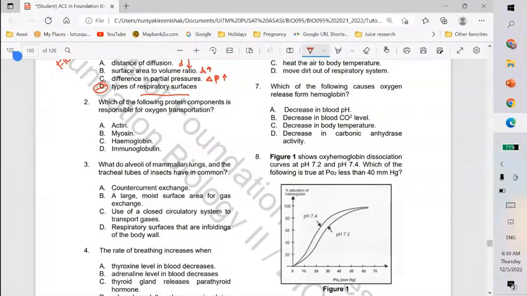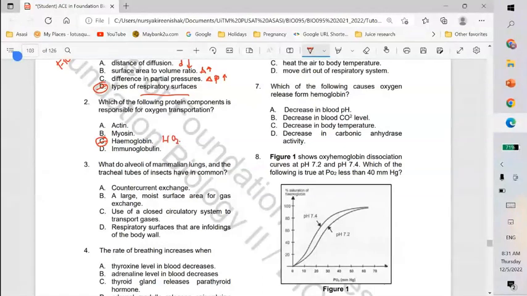Which of the following protein components is responsible for oxygen transportation? My answer is C, hemoglobin. So what is hemoglobin? Hemoglobin comprises four polypeptides, where each of the polypeptides comprises an iron atom at the center that allows it to bind to oxygen. So one hemoglobin can bind to how many oxygen molecules? Four oxygen molecules.